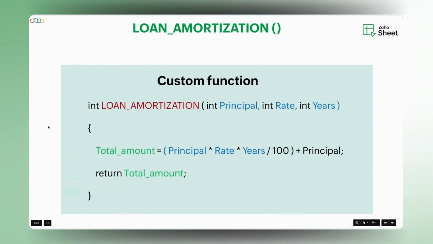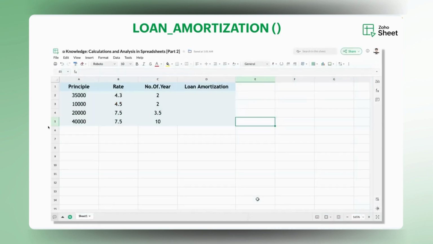First we have to define the integers, that is the principal, rate, and years. And the calculation is very simple: principal times rate times years divided by 100, plus the principal amount. So this will give us the loan amortization value. Now let me show you how to create a custom function in ZoSheet and execute that.